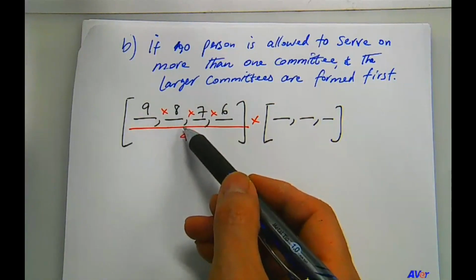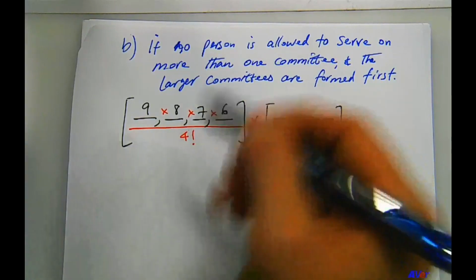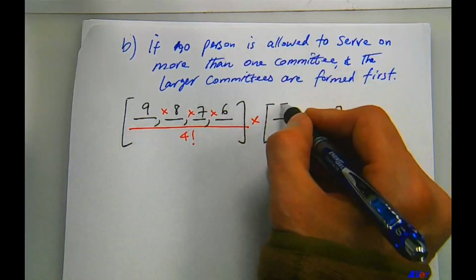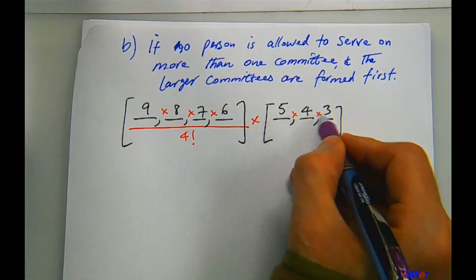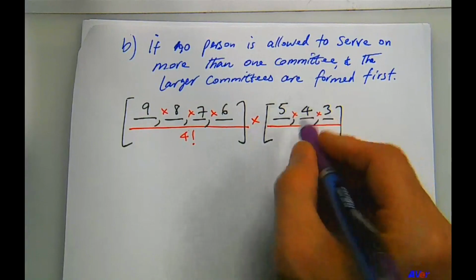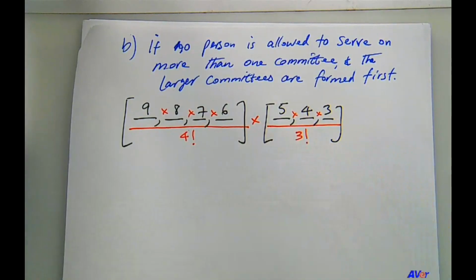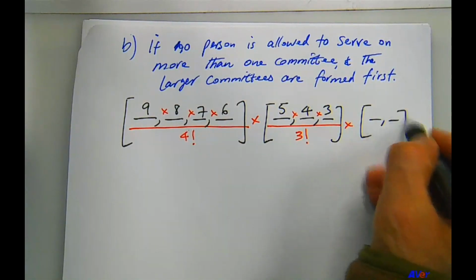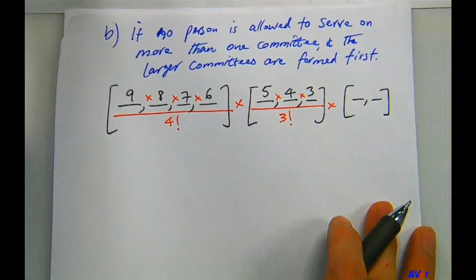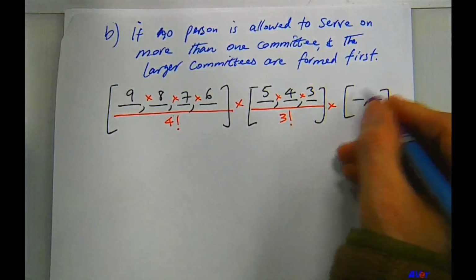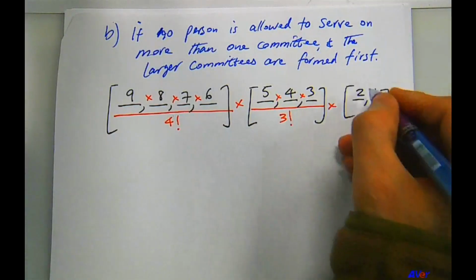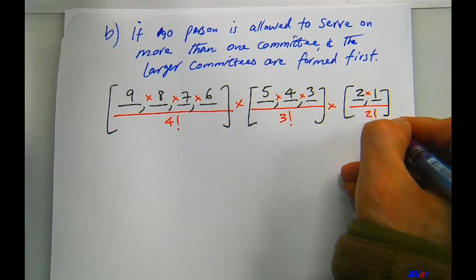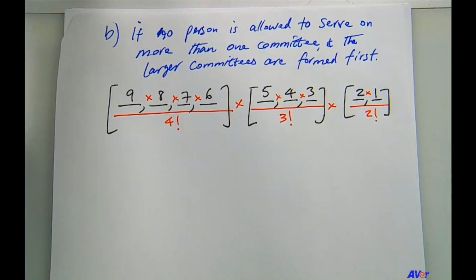All right, so the next committee has 3 people in it, but this time these 4 people who were picked for this committee cannot serve there. So we have only 5 people to start with. So 5, 4, and 3. We're filling 3 spots with these 3 out of 5 people. To get rid of the duplicates, divide by 3 factorial, and finally, for the committee that has 2 people in it, we have 2 people left and 2 spots. So this would be 2, 1. Multiply that, divide by 2 factorial, which will give you 1, which it should, right?